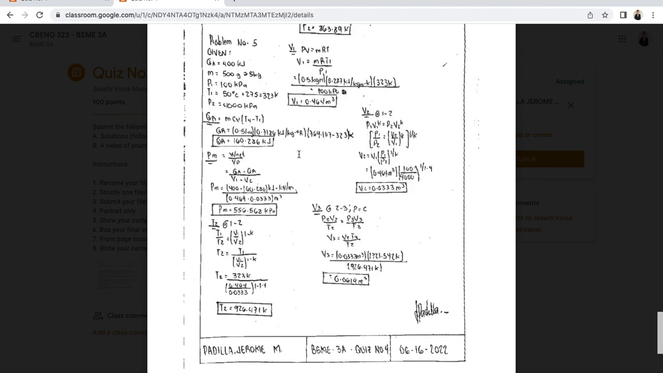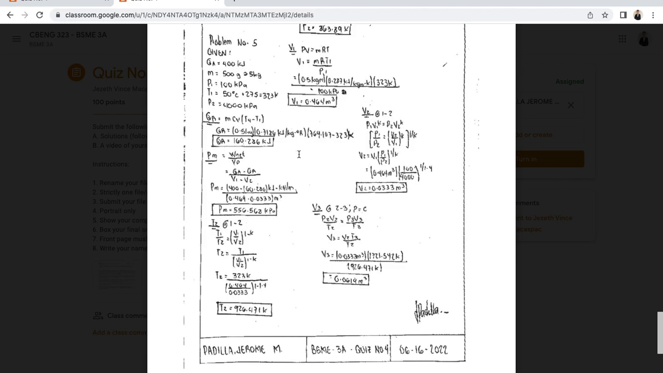For the QR, yung mCv multiply by T4 minus T1 yung formula. So 0.5 kg for the mass and 0.7186 kJ per kilogram Kelvin for the Cv, and 764.177 for the T4 and 323 for T1 Kelvin. So yung value na nakuha natin sa QR is 160.286 kJ.